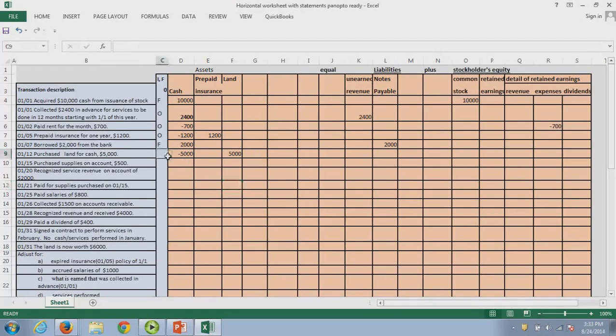And this time is something a little different than we've had. So this is where we see investing. Buying different types of assets, most assets except for the prepaids.